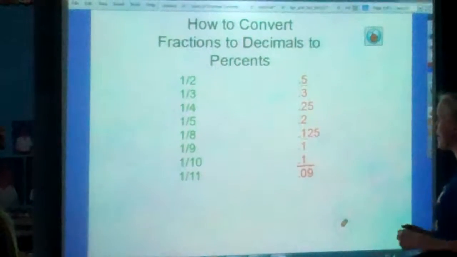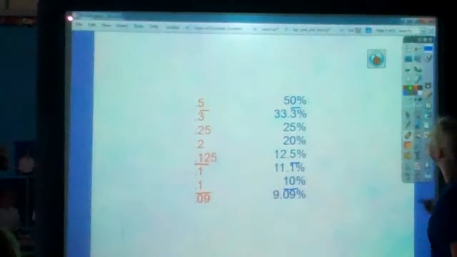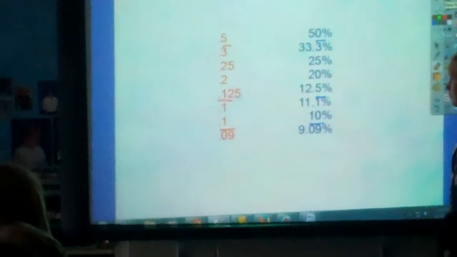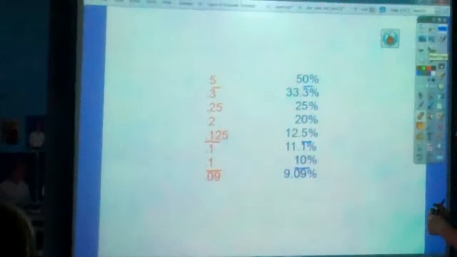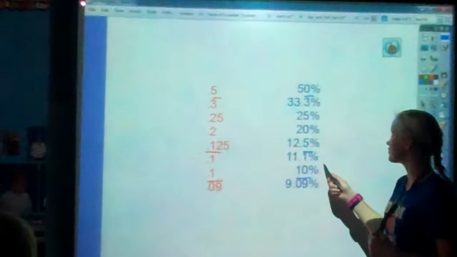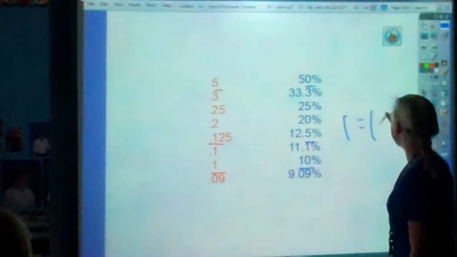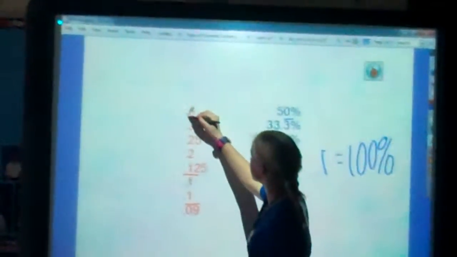And so now we know how to do that, we can move on to percents. Alrighty, so now that we know how to do fractions to decimals, the easiest way is decimals to percents. The easiest way is, you know, 1 equals 100%. So you always use that. Since we always just move the decimal over twice, that works for all of these.